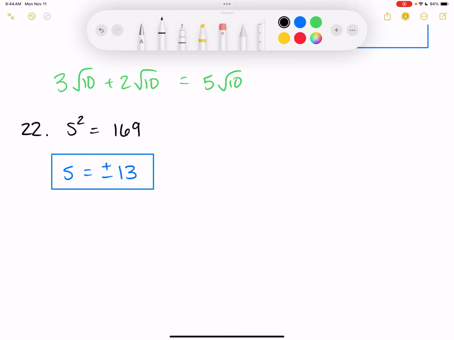Let's see. That one was easy. We're stupid like that. I didn't bring mine.